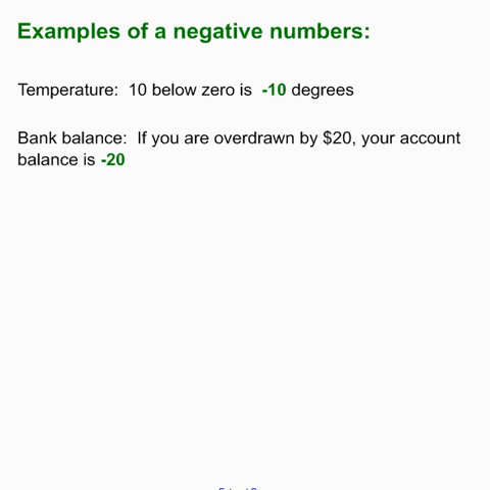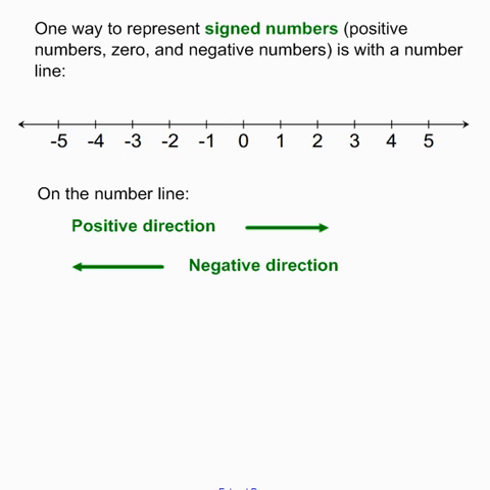Just to make sure you're thinking of some examples of negative numbers, if you grow up somewhere other than Western Oregon, you might be used to temperatures that go below 0. So 10 below 0 is negative 10 degrees. And hopefully you've never had the experience of being overdrawn by $20, when your account balance can show up as a negative 20. Those are just quick examples of negative numbers.